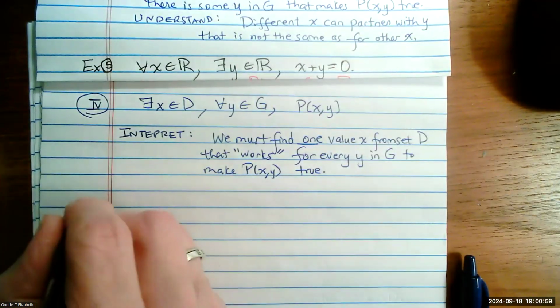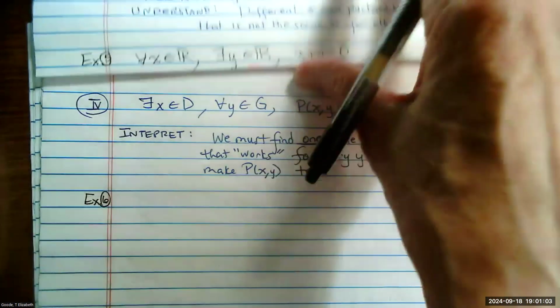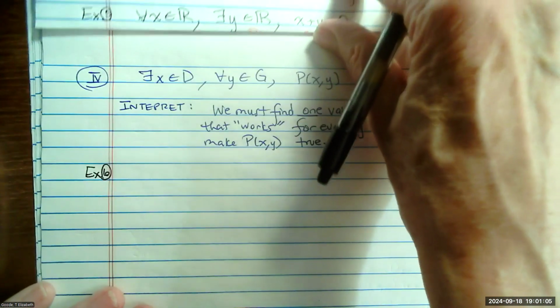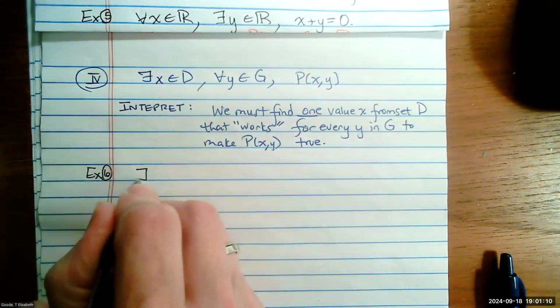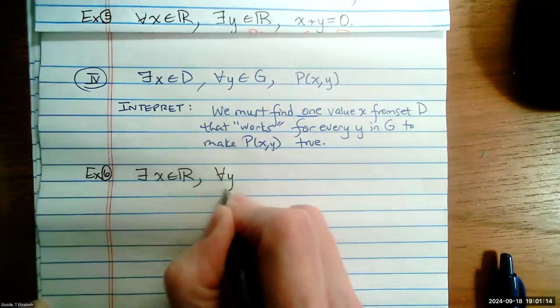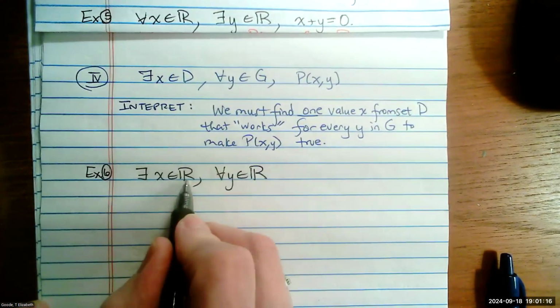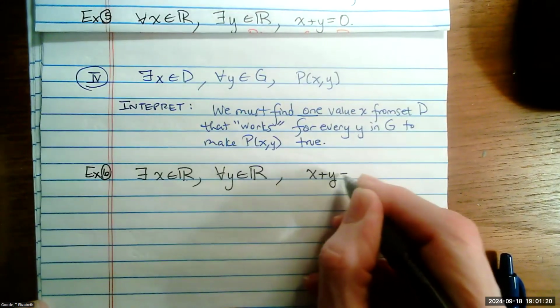I hope I haven't confused you. Let's look at an example. We're going to look at a couple of examples. I'm going to keep this example here. Here we go. There exists an x in the reals such that for all y in the reals, so here D and G are the same set again, x plus y is equal to y.